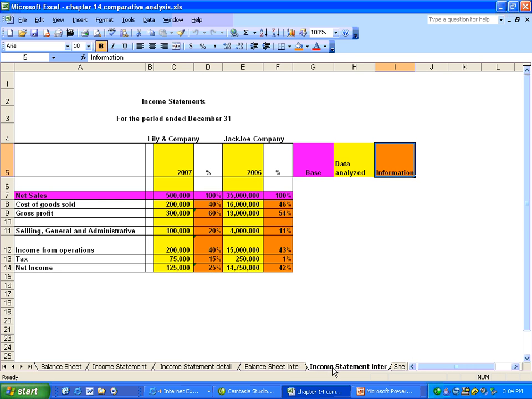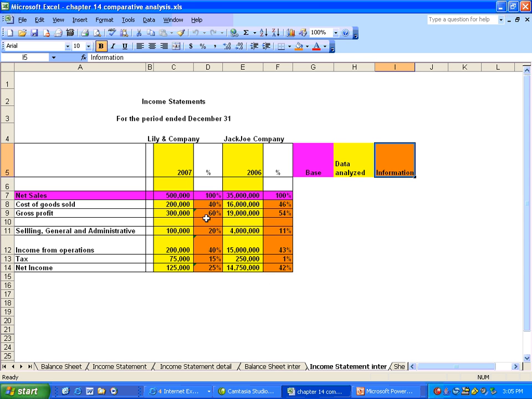I can also do the same thing on the income statement. Except on the income statement, I'm using net sales as the base amount for all of the different items on the income statement. So cost of goods sold, gross profit, everything is expressed as a percentage of net sales. And again, I've common sized this financial statement for Lilly & Company, and now I can compare it to Jack Joe Company, which is much, much larger.